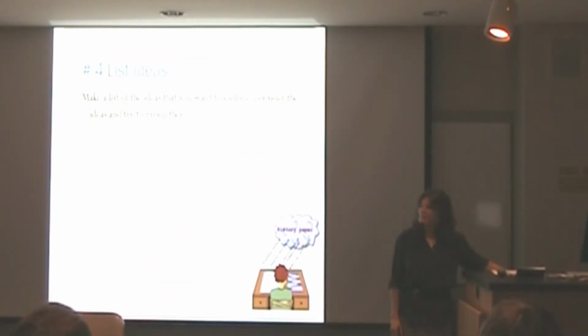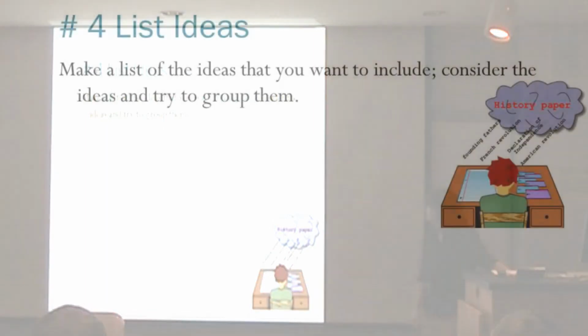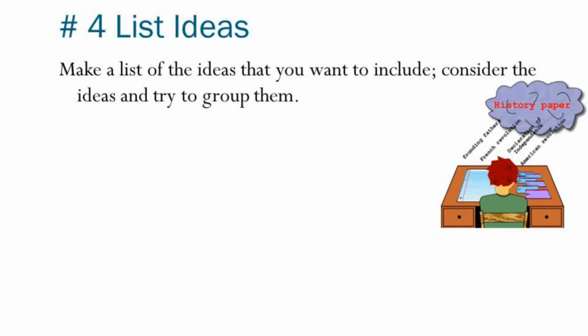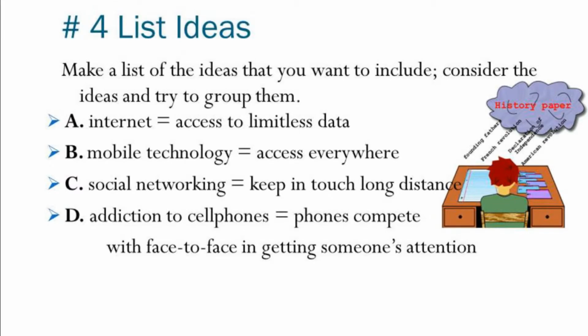The fourth thing you can do is list ideas. Make a list of things that you might want to include and try to group them. So for example, say you have a kind of general idea, oh, I'd like to write some about the internet and social networking, and so you just write these things down and say, well, the internet, what does that mean? Well, it's when you have access to limitless data. Mobile technology, that's not exactly the same. That's when you have access everywhere.